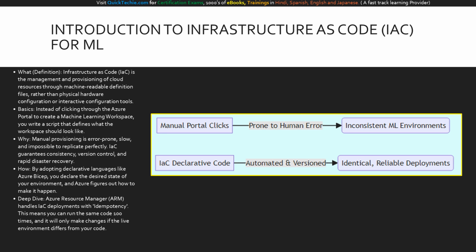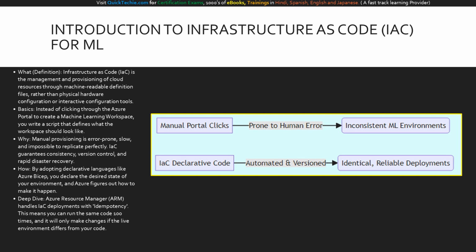Why is this mandatory for modern MLOps? Because code can be version controlled, reviewed by peers, and executed perfectly every single time. It guarantees consistency. When we use a declarative language, we don't write scripts detailing how to build the server. We simply state what we want. The Azure engine handles the provisioning intelligently and idempotently, ensuring the final state always matches your code.